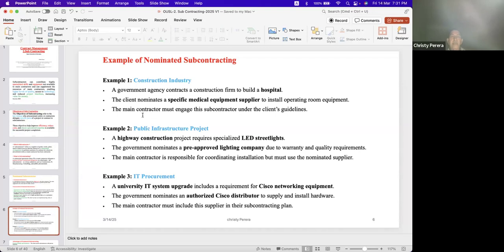So in these 3 examples, I have given the main contractor's job in 3 different ways to help you understand. One: the main contractor must engage the subcontractor under the client's guidance. Another: the main contractor is responsible for coordinating installation, but must use the nominated subcontractor. Another: the main contractor must include the supplier in their subcontracting plan. So I have given you different types of requirements to understand.